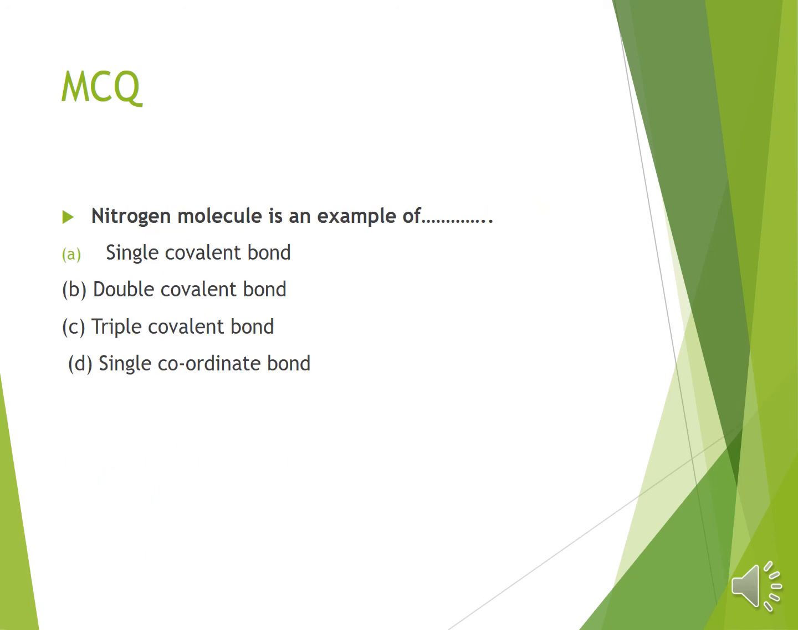Nitrogen molecule is an example of: atomic number of nitrogen is 7, configuration is 2, 5. Each nitrogen requires 3 electrons to complete its octet. So they are going to share 3 electrons with another nitrogen. Total 6 shared electrons and it will form a triple covalent bond.